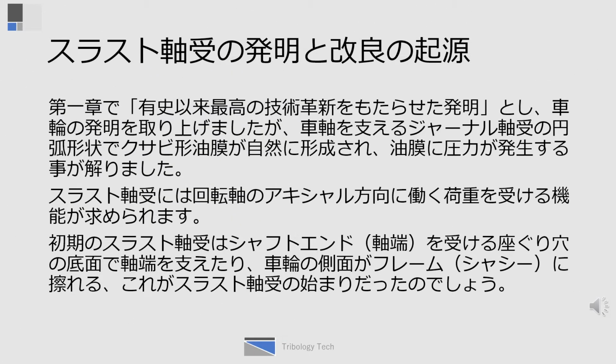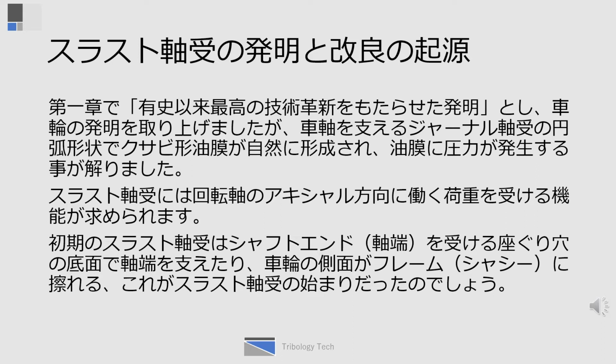Invention and improvement of thrust bearings. In Chapter 1, we took up the invention of the wheel as the invention that brought the best technological innovation since BC, but it was understood that the wedge oil film was naturally formed in the arc shape of the journal bearing that supports the axle, and pressure is generated in the oil film.